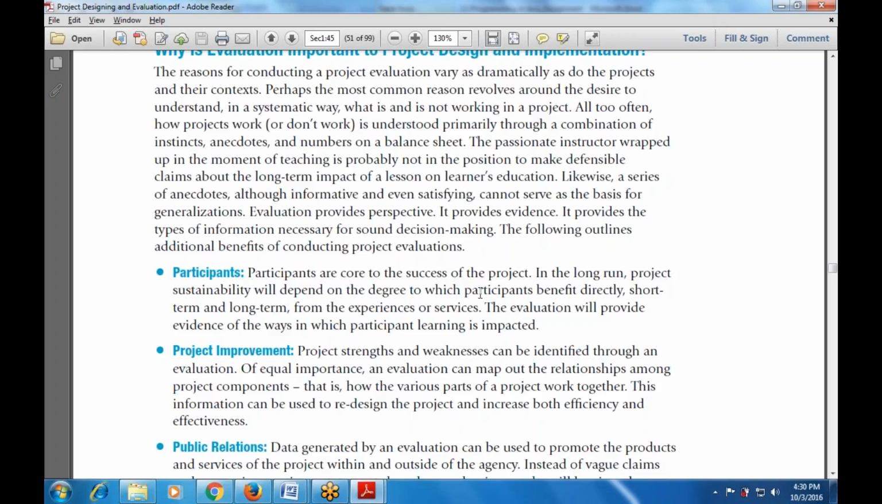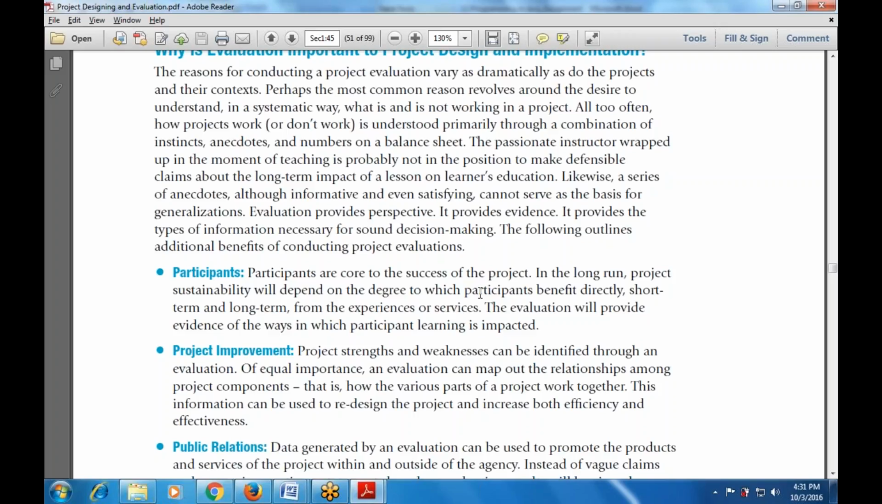Then the next one is project improvement. The first is the participants, that is, who are the participants involved over here. Then why we are doing the project improvement: the project strengths and weaknesses can be identified through an evaluation. So the first benefit is the participants. The next benefit is project improvement, which includes the project strengths and weaknesses that can be identified through an evaluation.